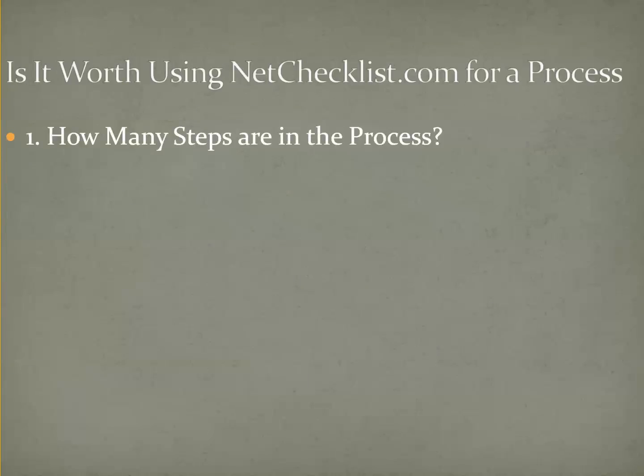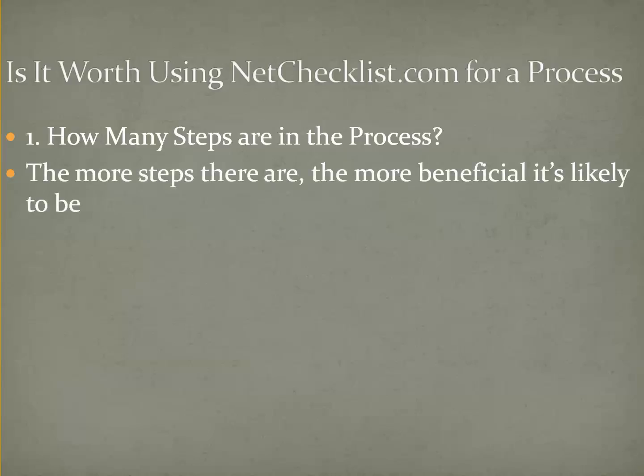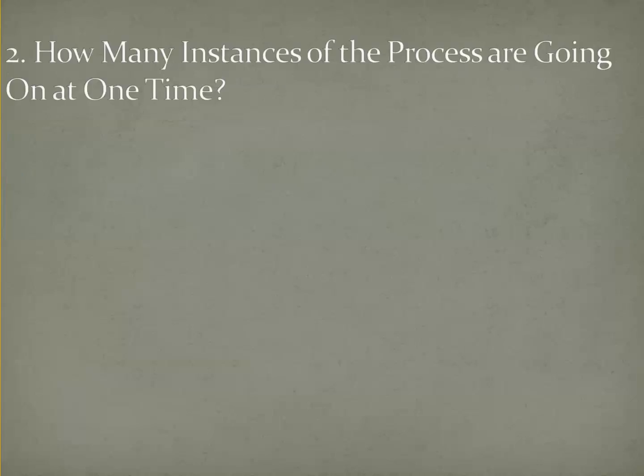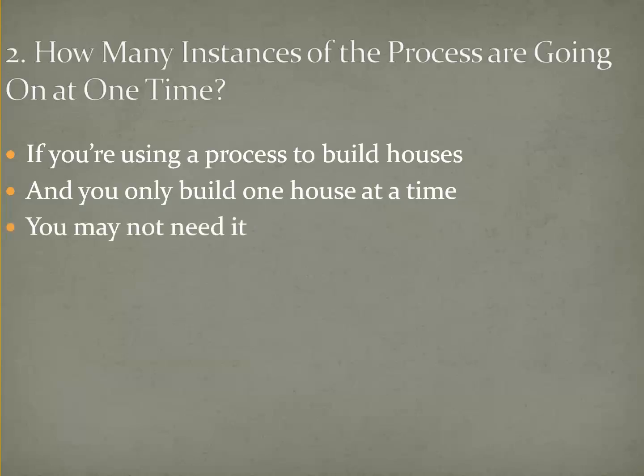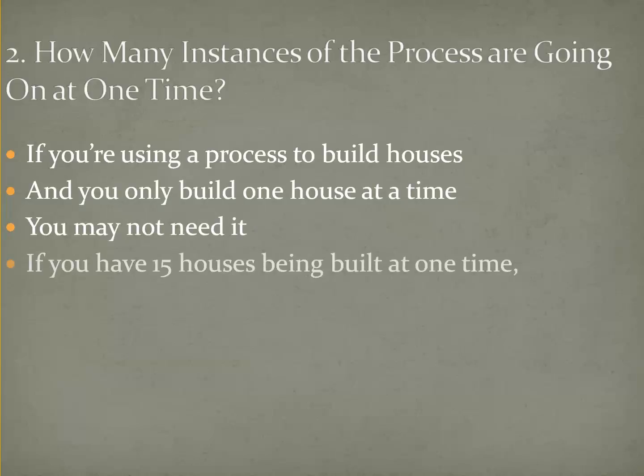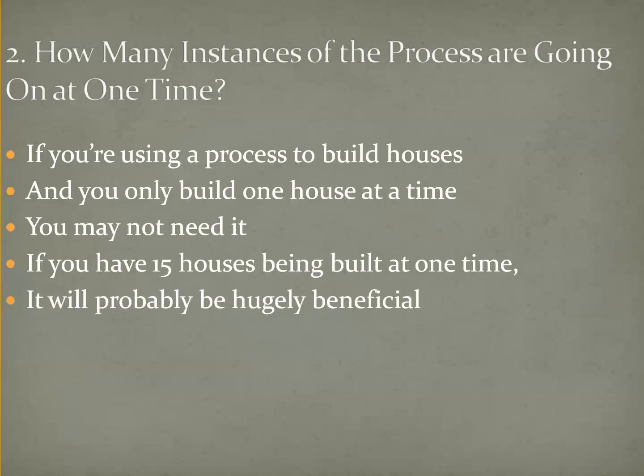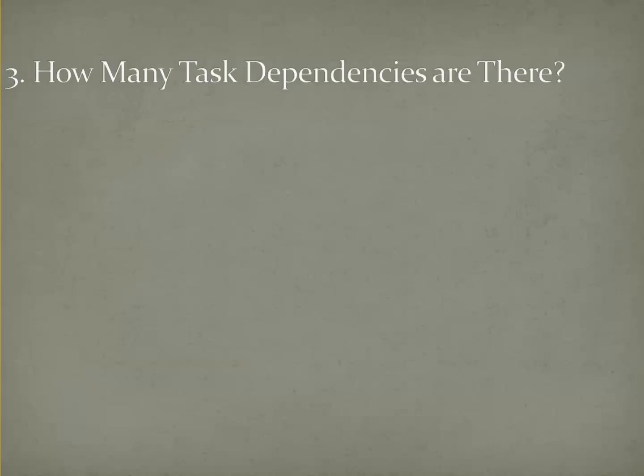First of all, how many steps are in a process? The more steps there are, then the more beneficial the application is likely to be. Also, how many instances of a process are going on at one time? If you're using a process to build houses and you only build one house at a time, then you may be able to get by without it. But if you have 15 being built at one time and they're all at different stages of completion, then it will probably be hugely beneficial.